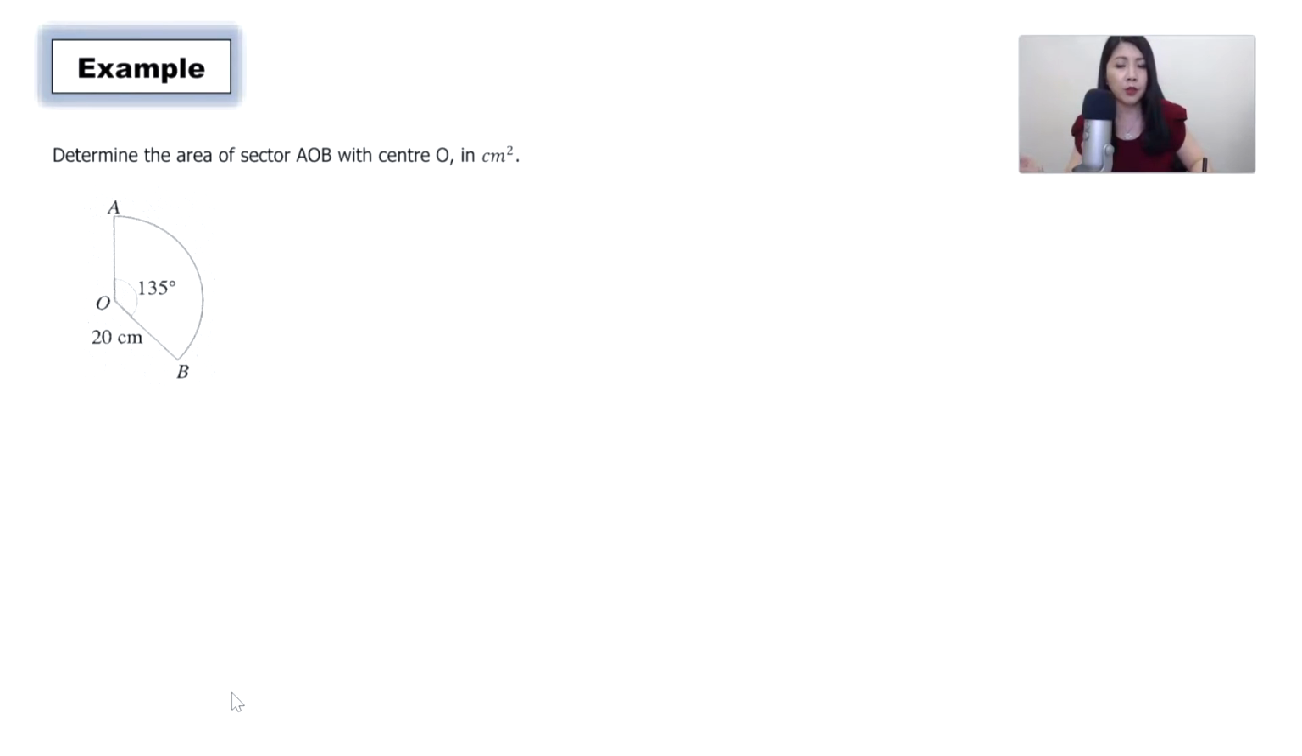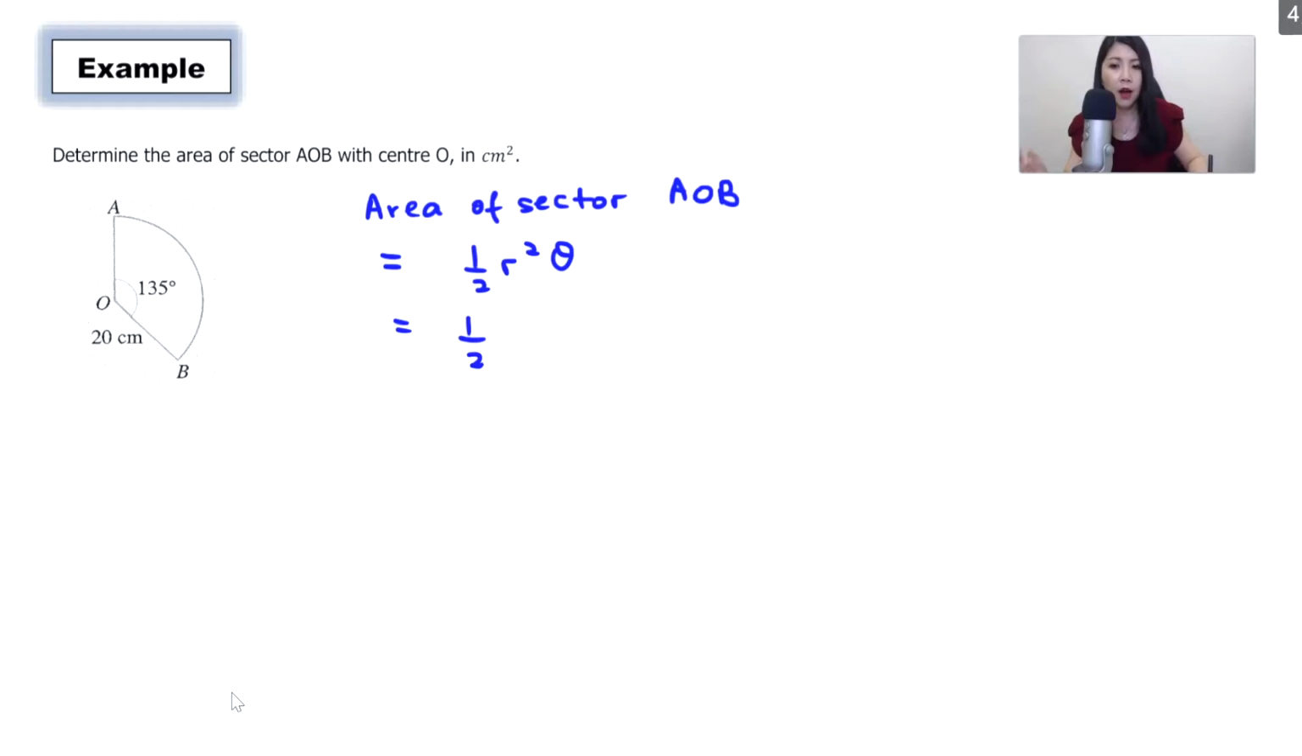So first of all, I'm going to write down the formula first. Area of a sector AOB is equal to half r squared theta. So equals half, r is 20, so 20 squared, and theta, we have to change this to become radian, so times pi over 180. And we take pi equals 3.142.